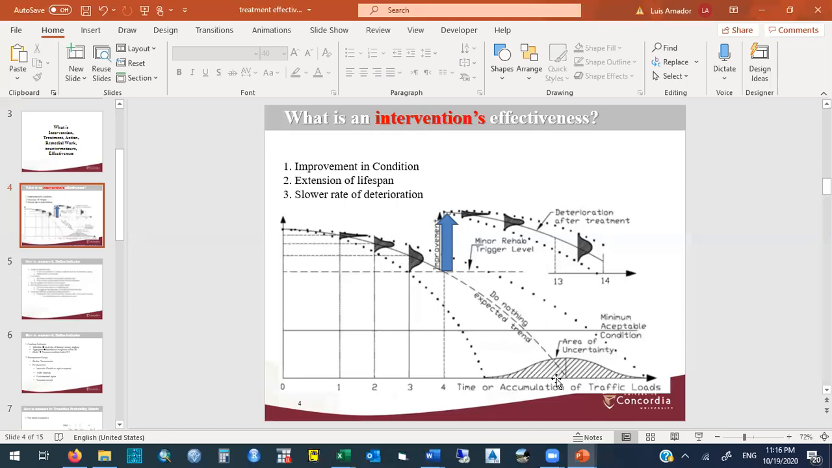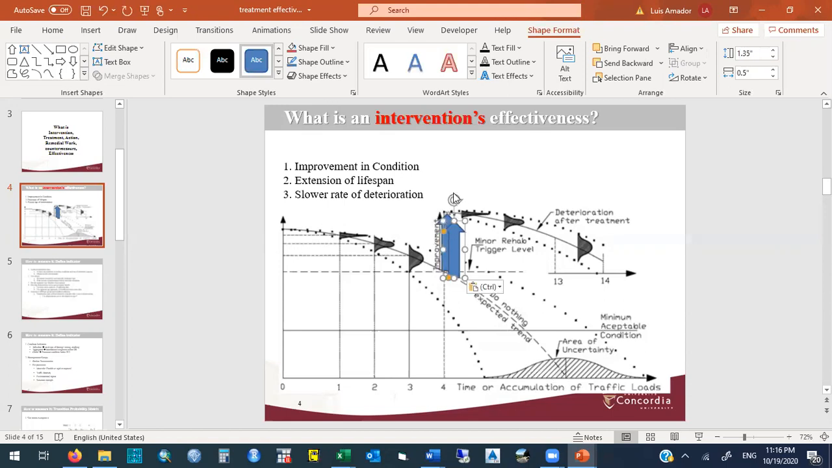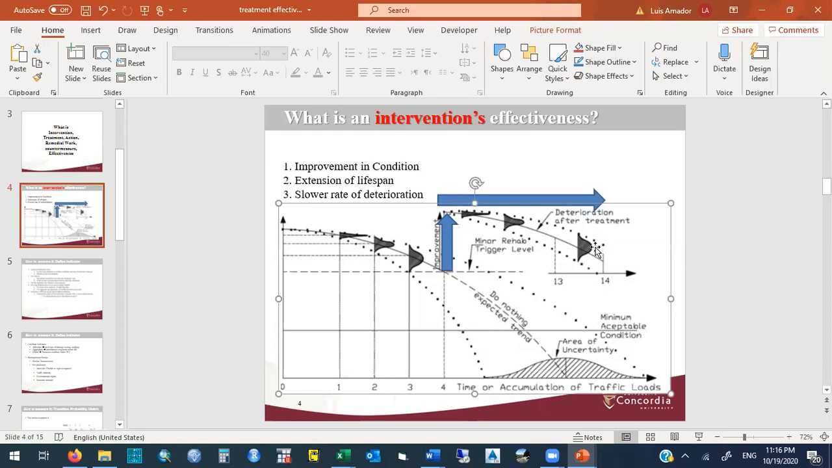Because you have that deterioration curve, you know how many years will have been the life of this pavement. But because you apply this, that means that now the pavement has gained condition up to here and will deteriorate through this line over here. At this moment, on year 14, the pavement will have arrived at the same level of condition that it had on year maybe 4 or maybe 3. So that means that you have a lifespan extension.